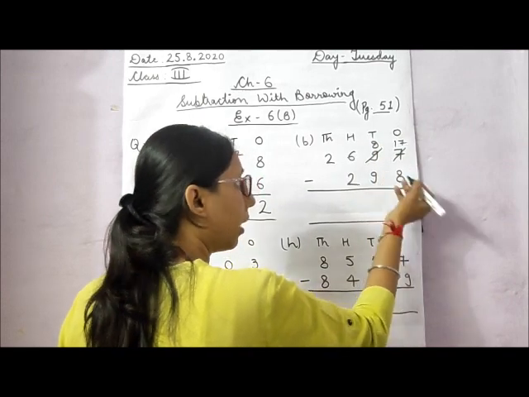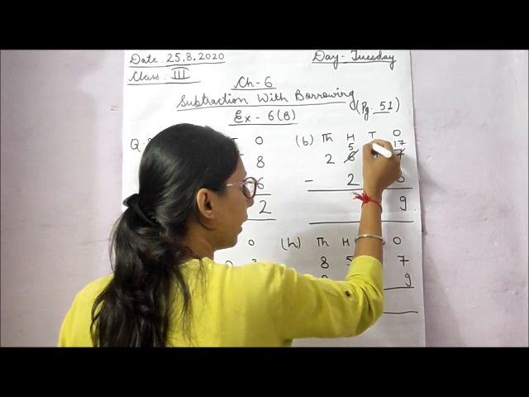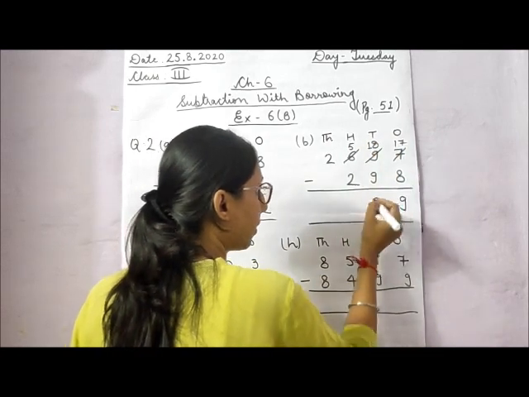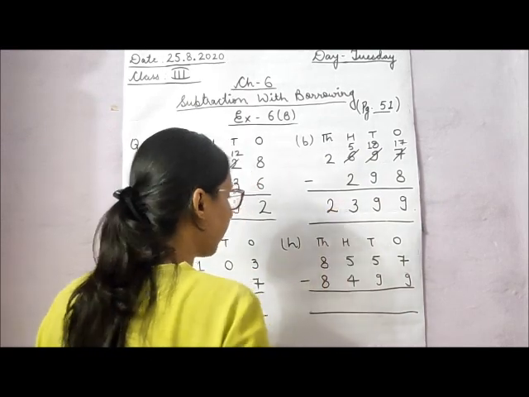8 minus 9 again not possible. Take borrow from this 6. This will be 5 and this 8 will be 80. Now 80 minus 9 is 9. 5 minus 2 is 3 and 2 as it is.